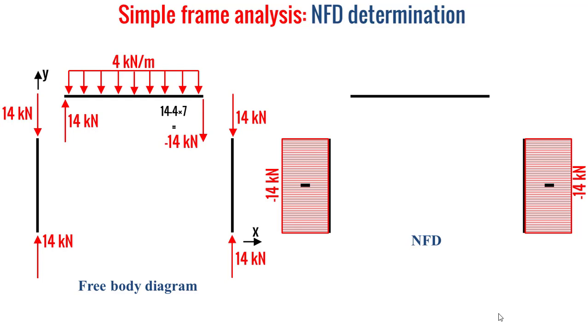You can notice also that for the beam we have only shear force, we have no normal force, so we have 0 kilonewton as normal force along the beam, and the normal force diagram associated to our frame will be as it is depicted in the left of this slide.